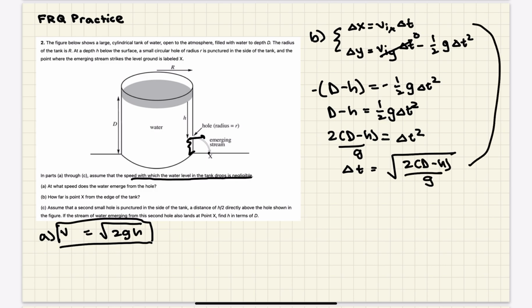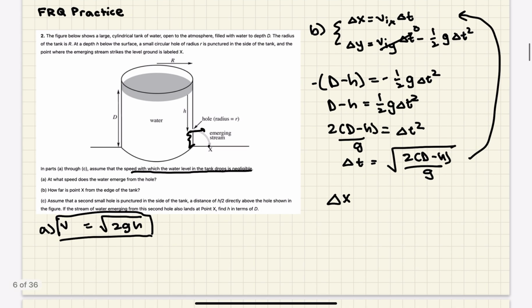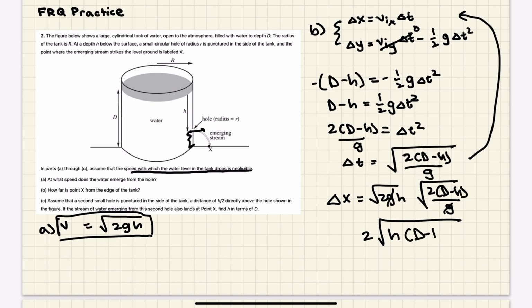Now we can finally plug this back into our first equation. We have delta x, which is what we want to find, is equal to v_ix, which we said was the square root of 2gh, times the square root of 2(d minus h) over g. And we have two square roots, we can combine them. We can actually take the 2 out because 2 times 2 is 4, and the square root of 4 is 2. So 2 times the square root, these two g's cancel off, and all we have left is h times (d minus h). And that's going to be your answer. Delta x is equal to 2 times the square root of h times (d minus h).